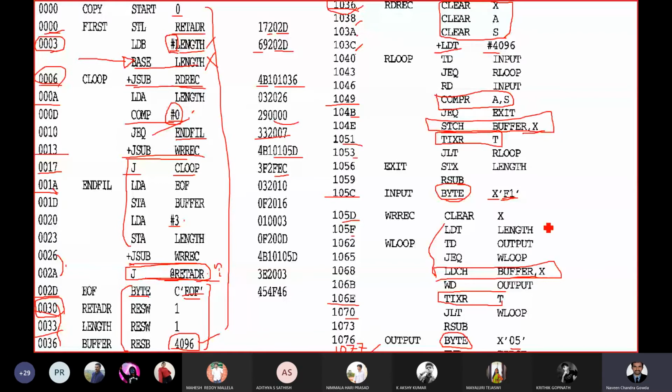And here when you take up this BYTE instruction, your operand itself will act as the object code. Here the operand is EOF. So how to consider EOF in the object code format? We will be considering the ASCII. 45 is the ASCII of E, 4F is the ASCII of O, and 46 is the ASCII of F, right? So 45, 4F, 46 is the ASCII of EOF. That 45, 4F, 46 itself will become the object code for EOF.